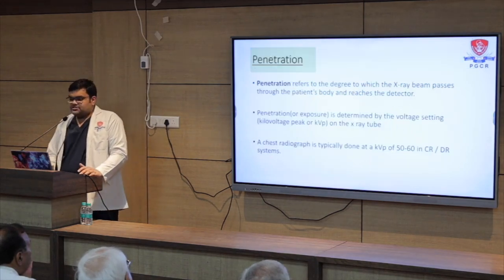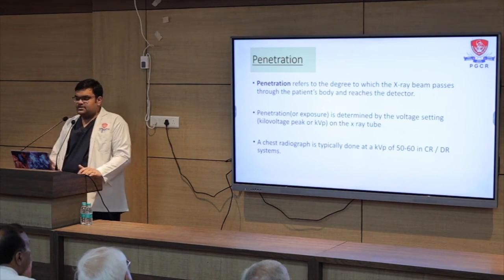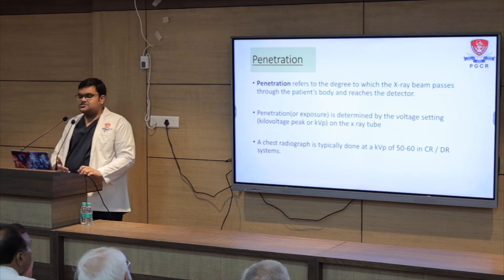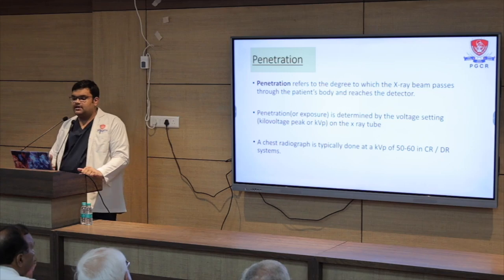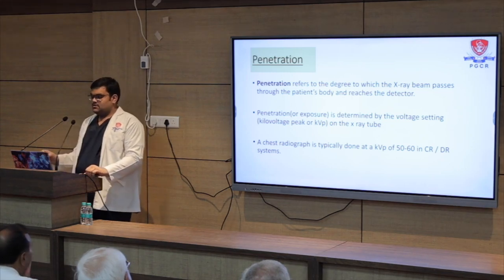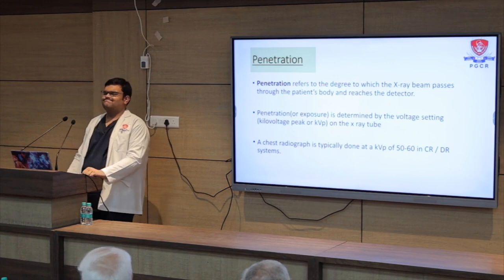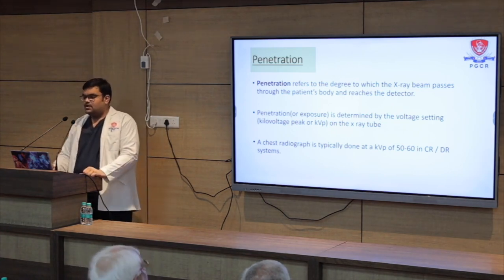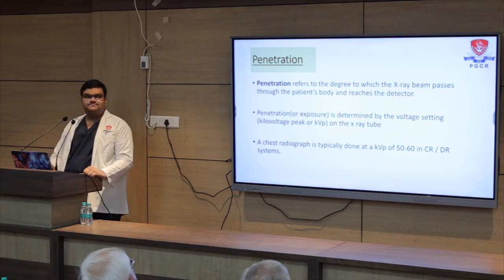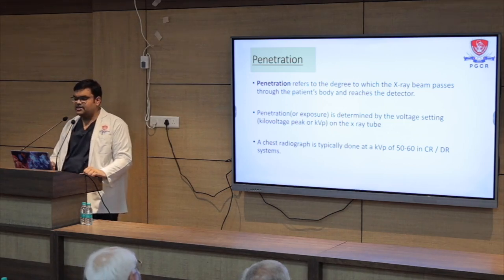Now, coming to penetration, this refers to the degree to which the X-ray beam passes through the patient's body and reaches the detector. The penetration or exposure is determined by the voltage settings, that is the kilovoltage peak or kVp on the X-ray tube. A chest radiograph is typically done at a kVp of 50 to 60 in both CR and DR systems.